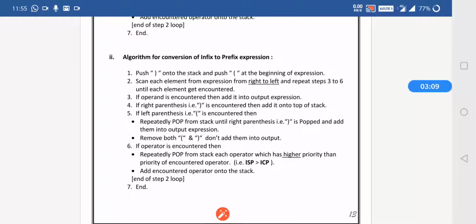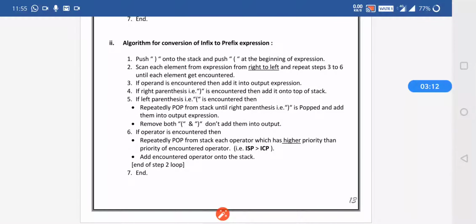So if an operator is encountered, then we will find out the priority of the operator. Suppose the incoming priority is higher than the present one, then we will pop from the stack and move that operator onto the output. And if that is not the condition, if the priority is same or less, then we will add that operator onto the stack, and again we will start with our next step, that we will scan the next element.